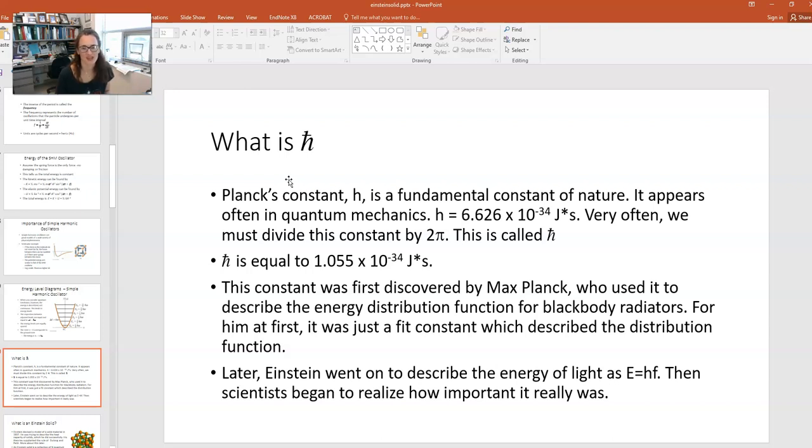Now, h bar times omega is equal to hf, because remember that omega is equal to 2 pi f. So that means that the energy levels in a quantum harmonic oscillator are going to be proportional to Planck's constant times the frequency of the oscillation. All right?